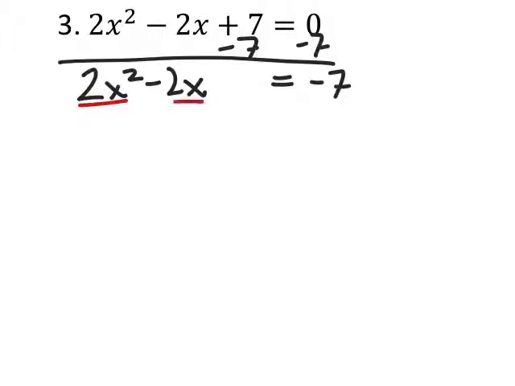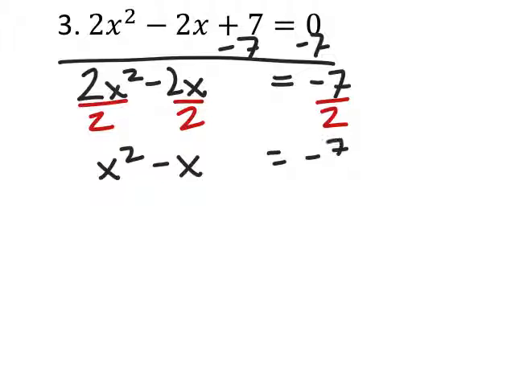And then I'll divide all the terms by this 2, getting rid of the coefficient of x squared. That gives us an x squared minus x equals a negative 7/2. Now some of you already see the problem here is that 7/2 is negative, so when we square root that, we are going to have to factor out an i for the imaginary complex number.